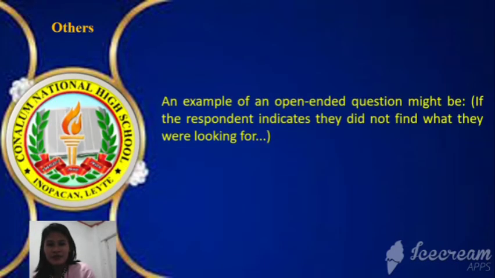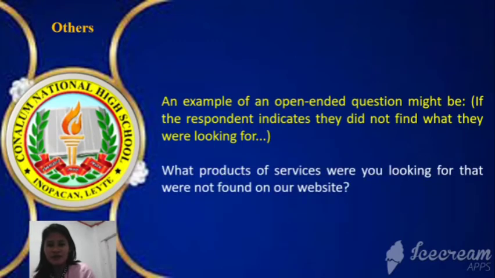An example of an open-ended question might be if the respondent indicates they did not find what they were looking for. For example, if they notice that what they're looking for in a particular set is not there, they can ask questions to the researcher, and the researcher will answer, or the researcher has questions and the respondents will answer. So this is just a mutual relationship between the researcher and the respondents. They are both open to everything, to ask questions and to give free answers.